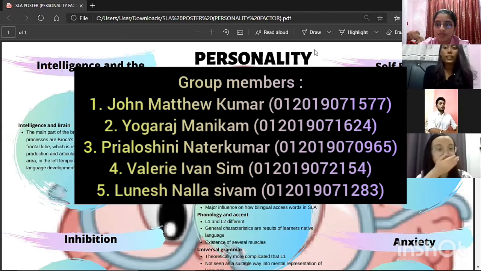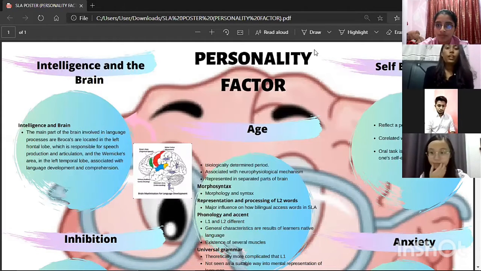First, myself, Priya Lushni, followed by John Matthew, Lunesh, Valerie, and also Yogaraj. The topic that we have chosen to do our project is personality factors that actually affect the acquisition and also the learning of second language, and the relevance of ESL in the classroom.